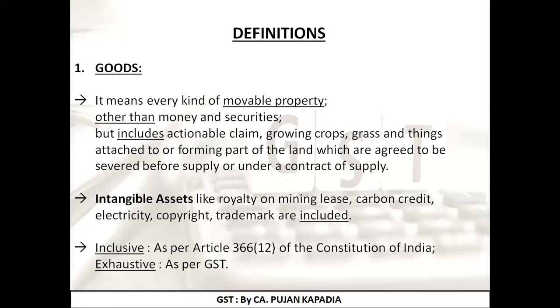We are done with the first one, goods: every kind of movable property, but it does not include money and securities, but it includes actionable claim or anything that is growing crops, grass or any other things which is attached to land but which is agreed to be severed before supplying. Intangible assets are also included in this particular definition. And lastly, it is an exhaustive definition. I'm giving you a moment, take a quick overview on the points that I have stated on this particular slide.